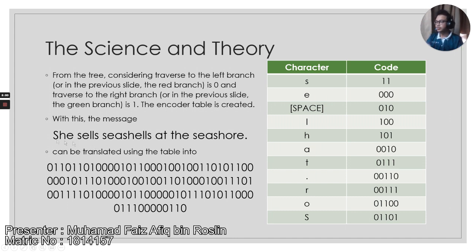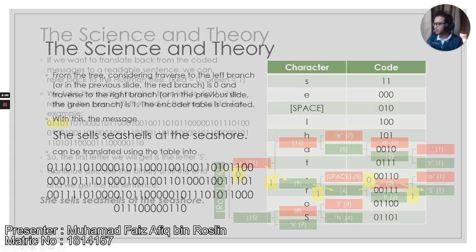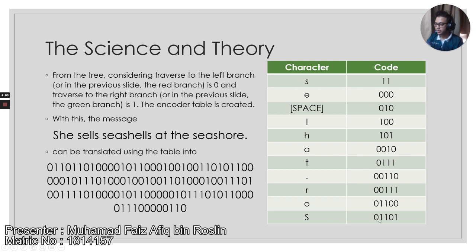Then with the message, "She sells", from the capital S we just write it back. So 0 1 0 0 1 1 0 1. Then H is 1 0 1, and we just repeat the steps until you get this binary code.